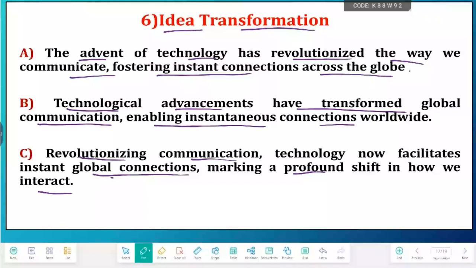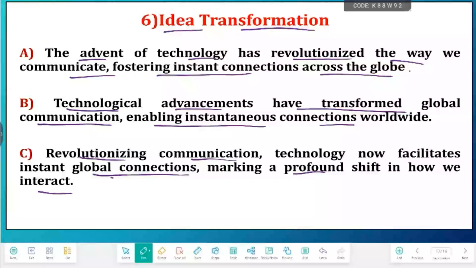So what is the idea? Idea is technology, or the advent of technology, the emergence of technology, the inception of technology is the idea. Ab usi idea ko leke kya kiya, ab technology again will be, it's a generic statement or it's a generic term, technology mein kuch bhi aa sakta hai, it is not only communication.